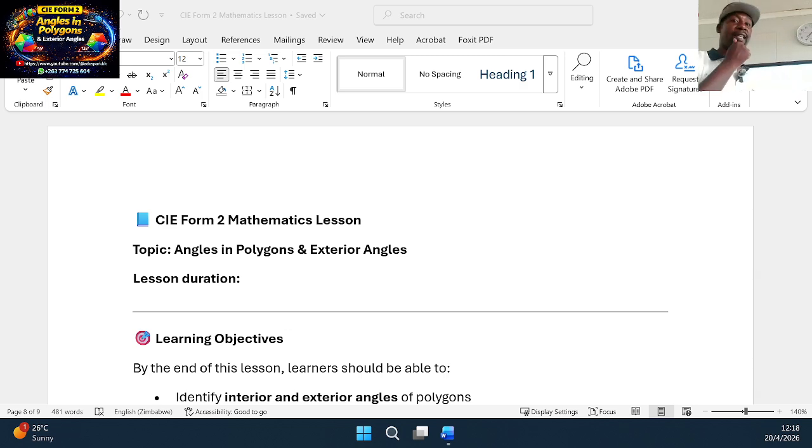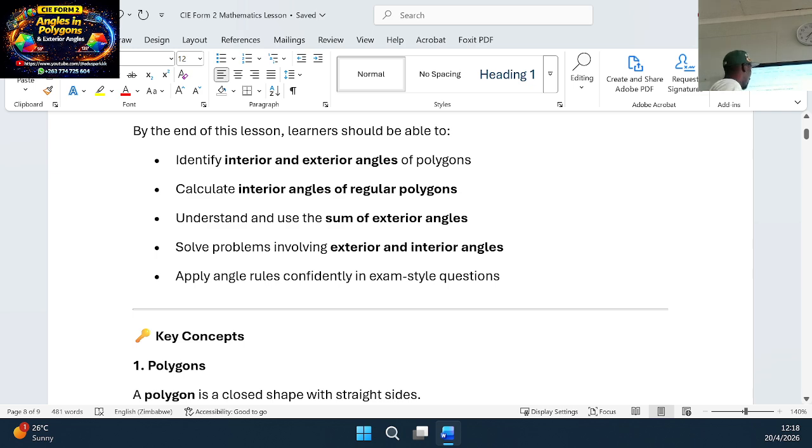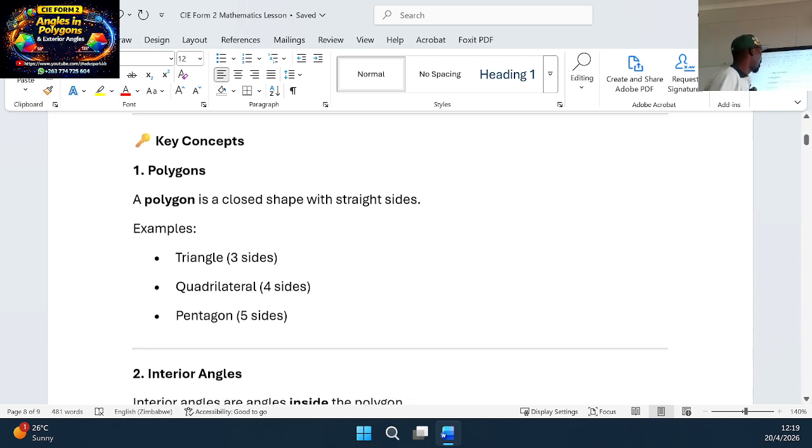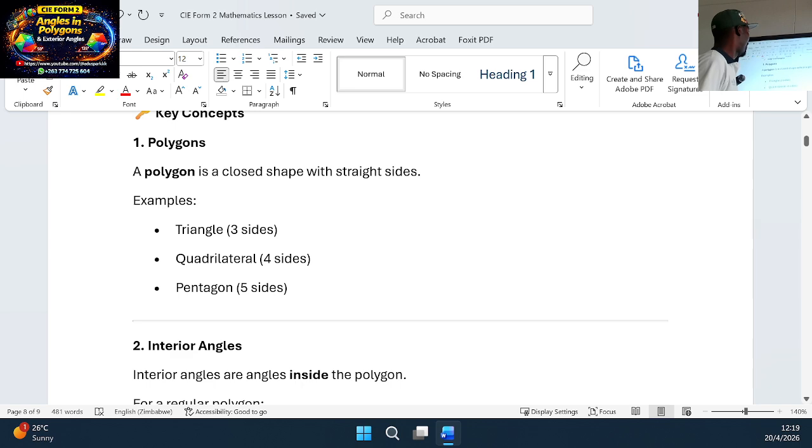Without further ado, let's get into the objectives. By the end of this session, one should be able to identify interior and exterior angles of polygons, calculate interior angles of regular polygons, also finding some of our exterior and interior angles, and apply angle rules confidently in exam style questions. Now, things that we may find interesting are definitions of terms like a polygon.